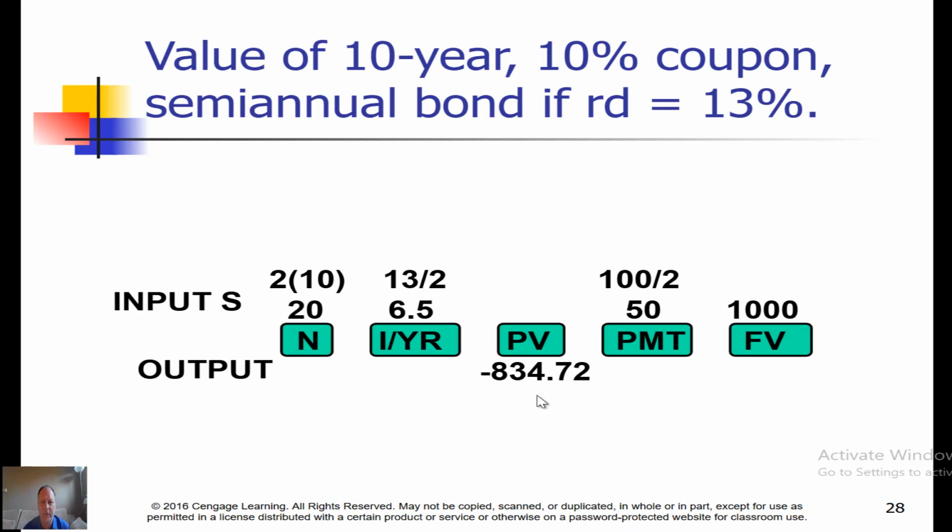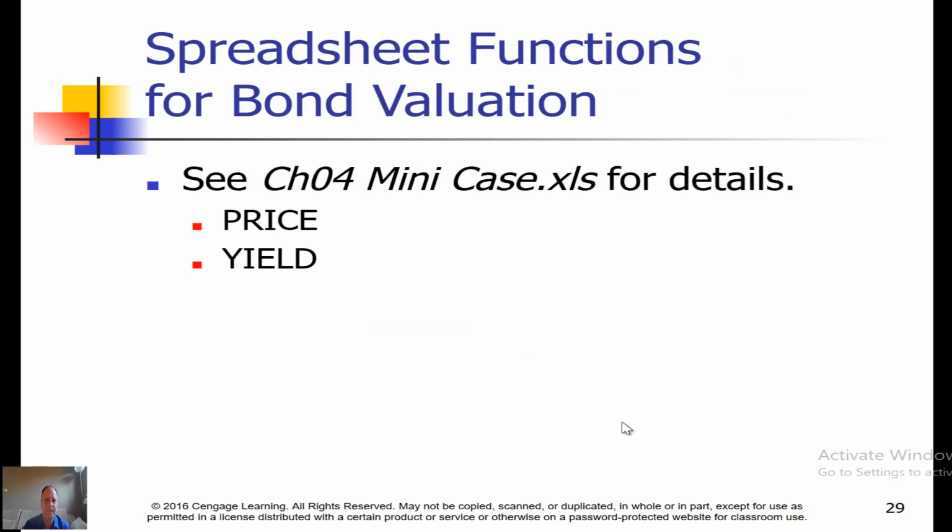You will get a capital gain over the life of the bond, and the capital gain plus the interest payment of $50 will give you an annual 13% rate of return. In another video, we will, of course, go through how to do these bond calculations on Excel.